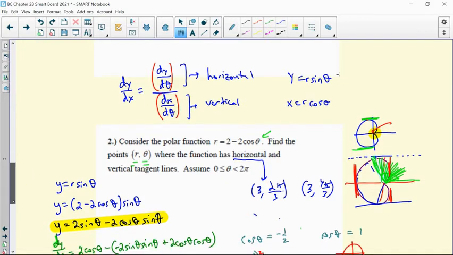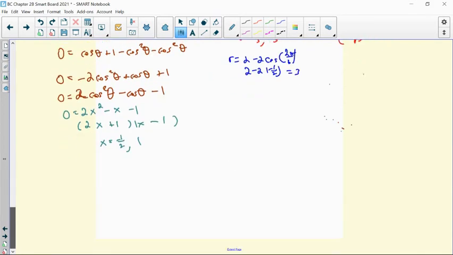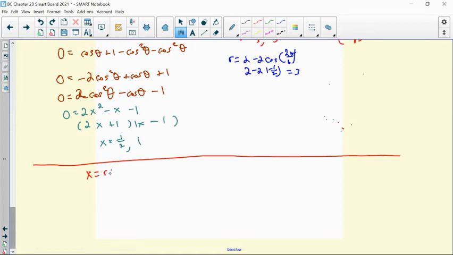In order to do that, we need what x is in terms of theta. I'm writing quite big on this smartboard. Hopefully you have enough space on your paper, and if not, then maybe a little bit of additional paper is fine. So x equals r cosine theta. Remember, our function was 2 minus 2 cosine theta.